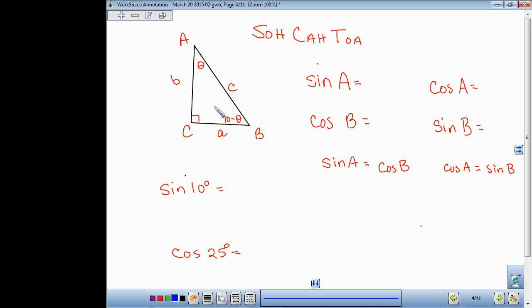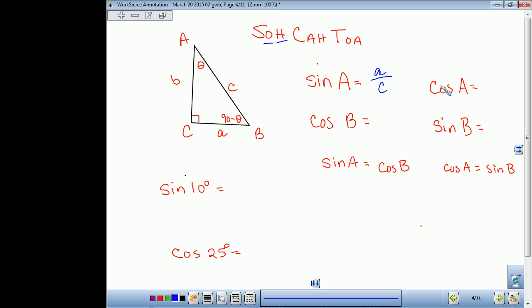So if this is theta, well then angle B would have to be 90 minus that, because the three angles of a triangle must add up to 180. And we talked about the triangle sum theorem in the last unit. So let's see if we can come up with these ratios given this information. Sine of A. Now remember, sine is the opposite over the hypotenuse. So with respect to A, lowercase a is the opposite, and the hypotenuse is C.